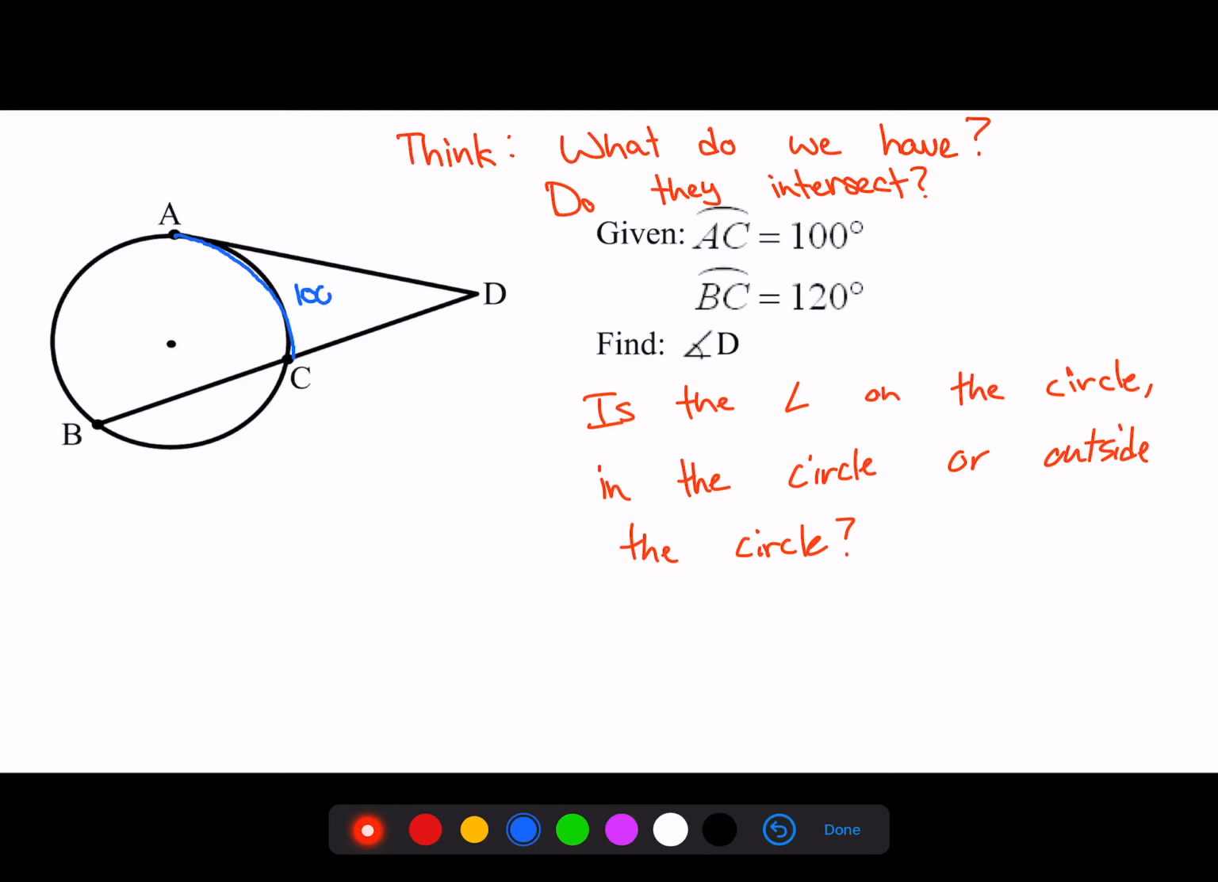AC is equal to 100, and we know that BC is equal to 120. We want to find out the measure of angle D. So, if the angle's on the outside, which equation would we use? Well, if it's on the outside, we should use arc 1 minus arc 2 divided by 2.